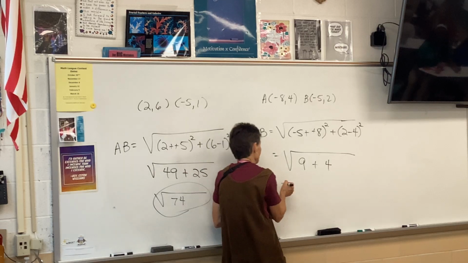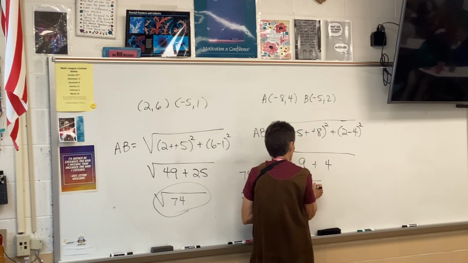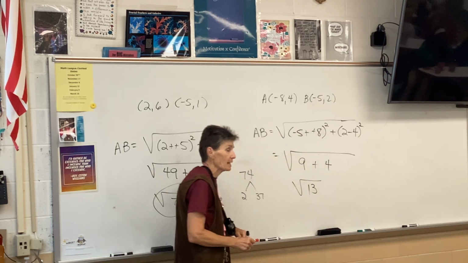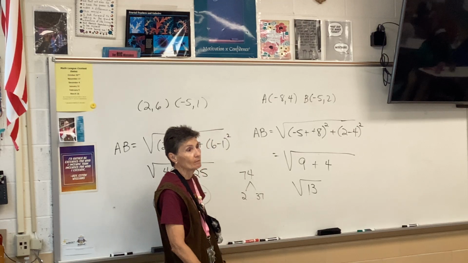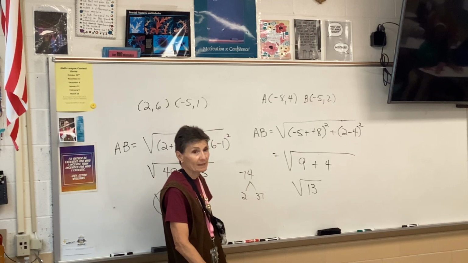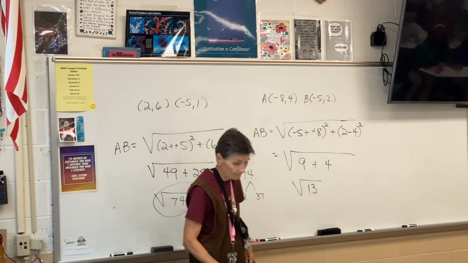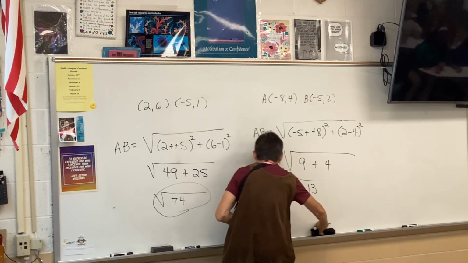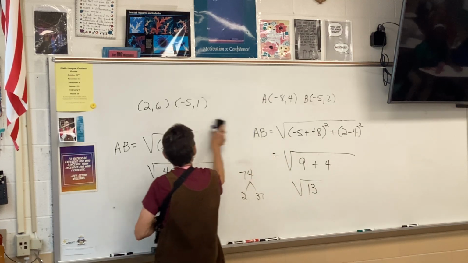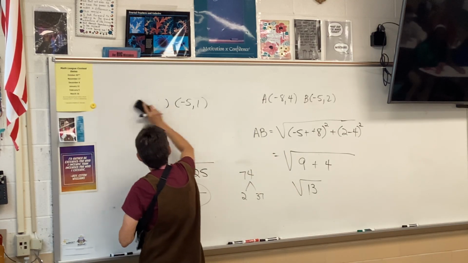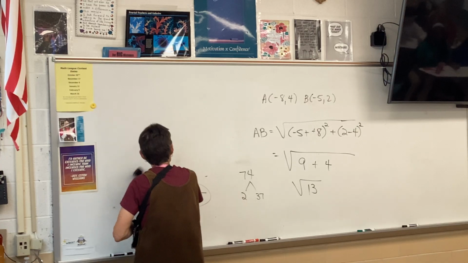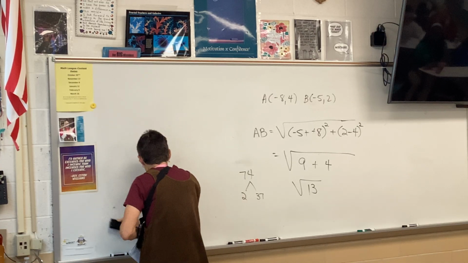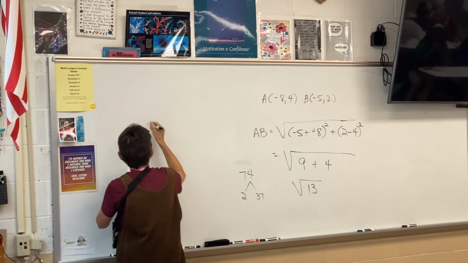9 plus 4, 13. 13 is prime, can't break that guy down, so the answer is the square root of 13. Did we get that? Yes. Okay? All right, now, number 3, we already talked about this a little bit, because someone raised the idea of midpoint. How do we find the midpoint?